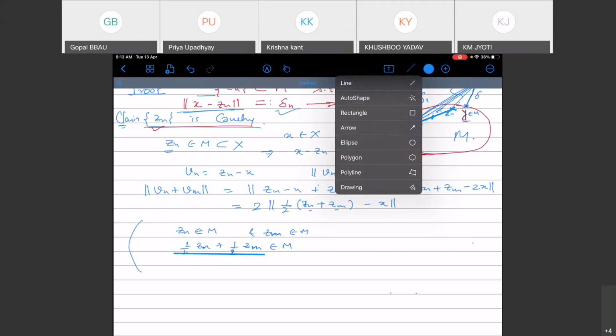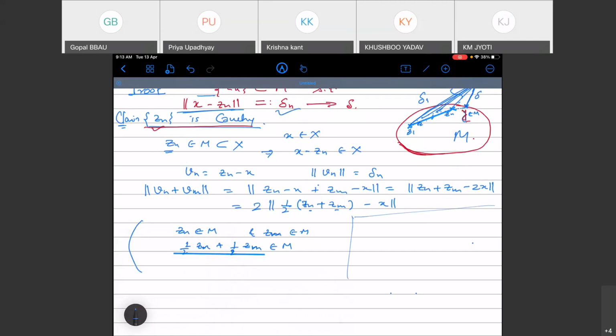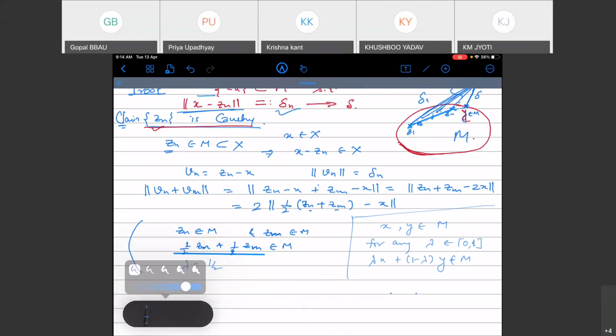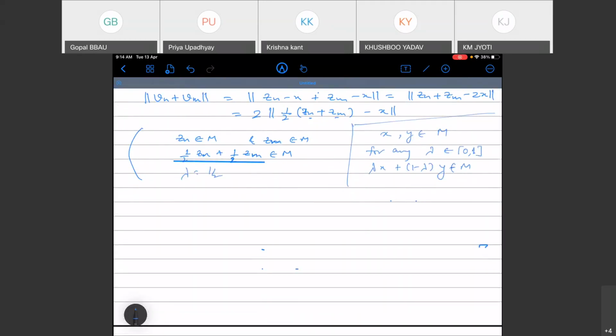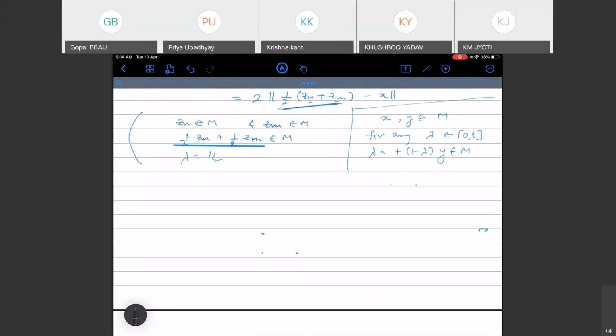So this is by definition of convexity. So how do you define convexity? You say if two elements x, y belong to M, then for any lambda between 0 and 1, lambda x plus (1 minus lambda) y belongs to M. Here your lambda is 1 by 2. Do you see this point? If M is convex, then this vector belongs to M.